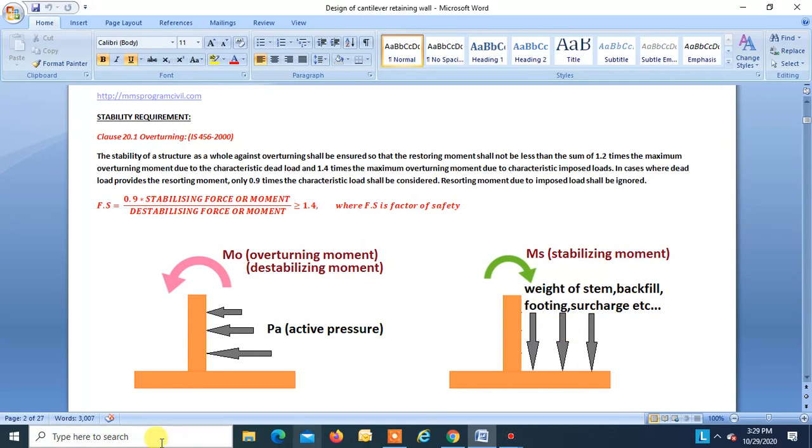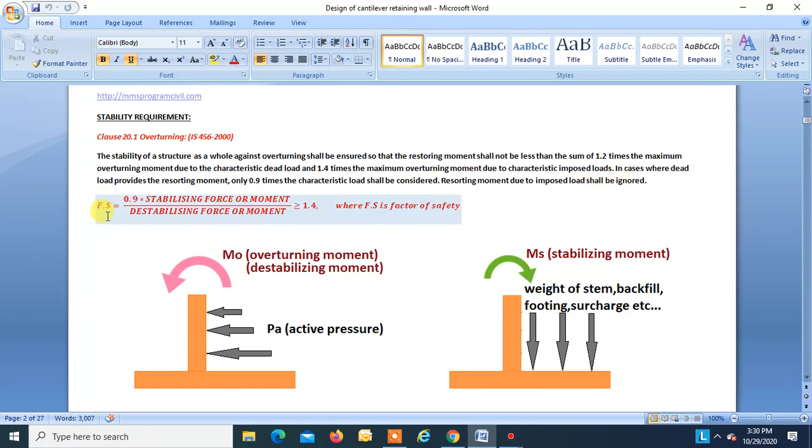Okay. Now this is our retaining wall, cantilever retaining wall. We can see that PA, this is the active pressure, it causes an overturning moment. It is also known as destabilizing moment. Okay. And the dead weight of stem, backfill, footing, surcharge, etc., they cause a stabilizing moment, you can say restoring moment, okay. So we fall in this case, in case where dead load provides the restoring moment. Over here dead loads are providing restoring moment, so we will have to take 0.9 times the characteristic load, okay, and restoring moment due to the imposed load will be ignored, right?